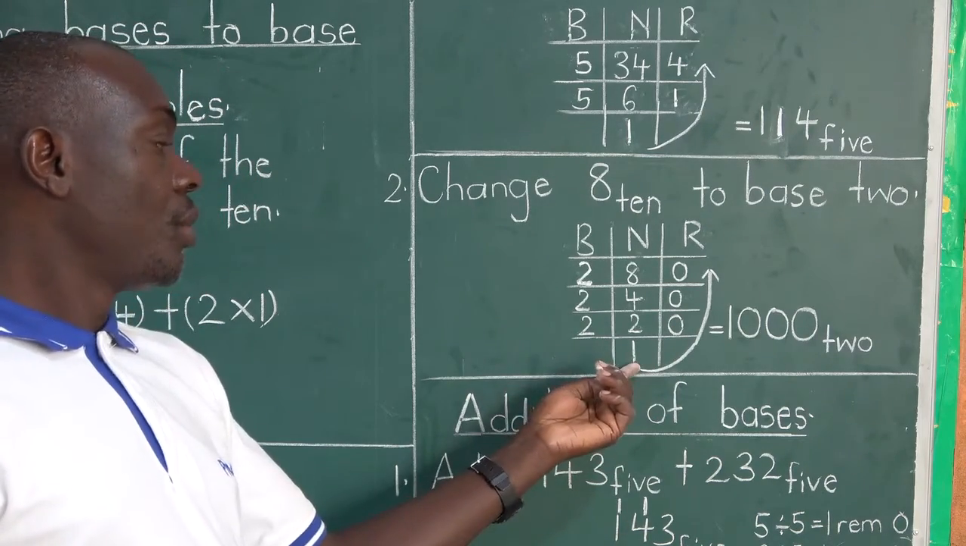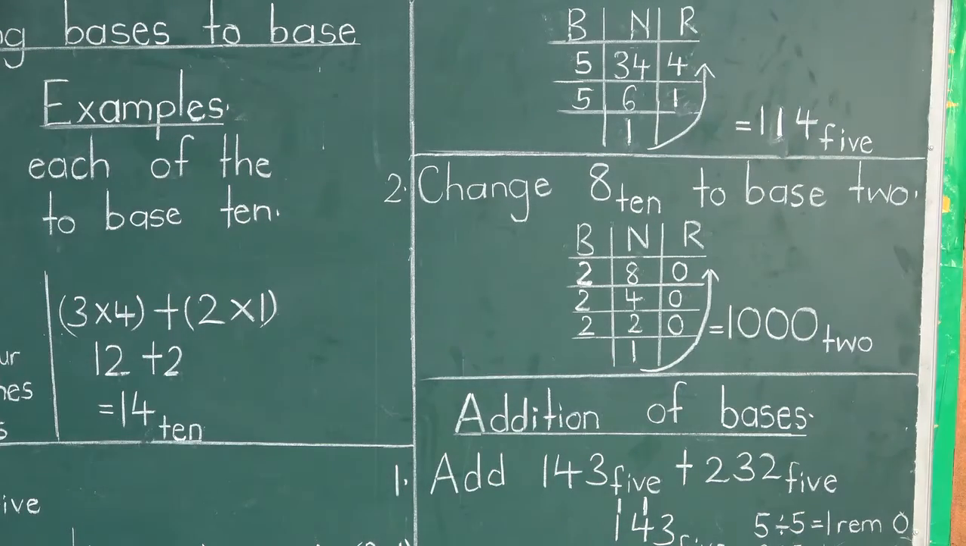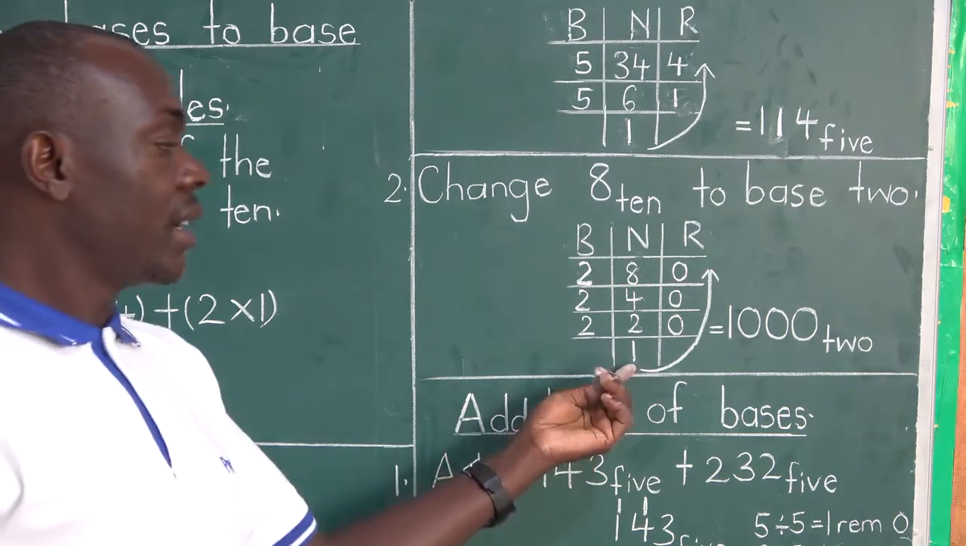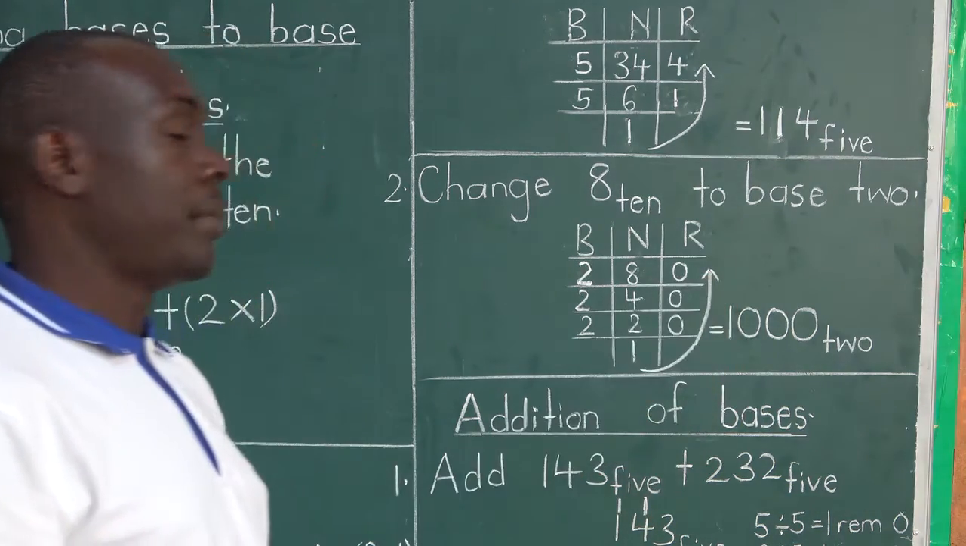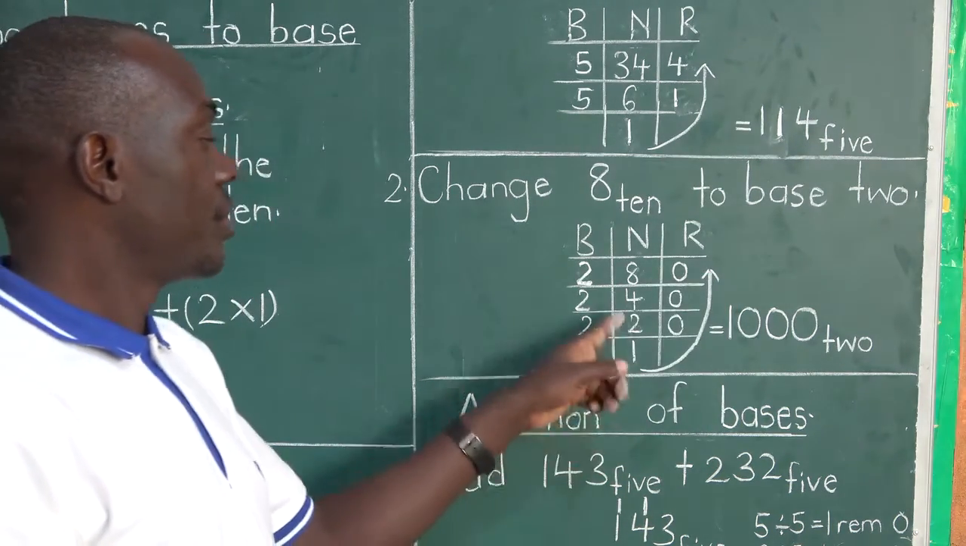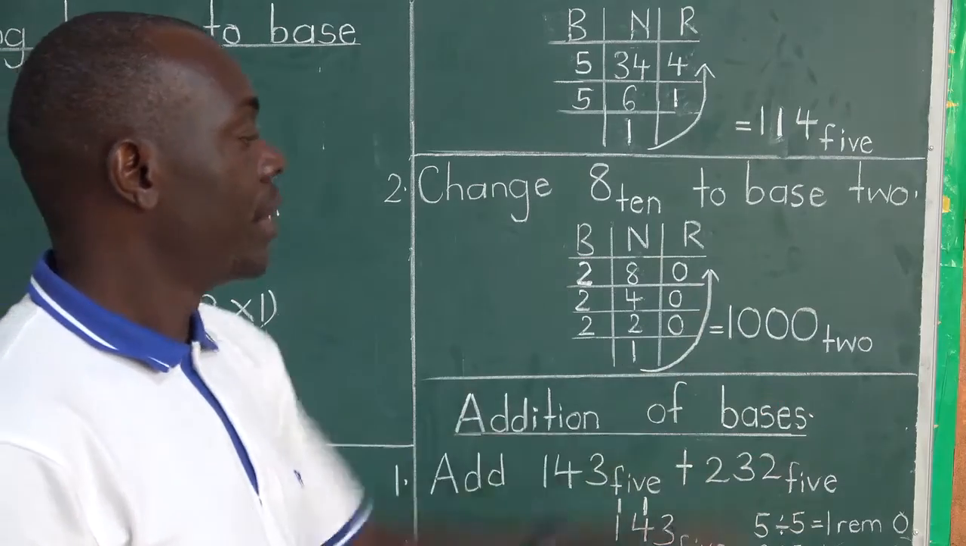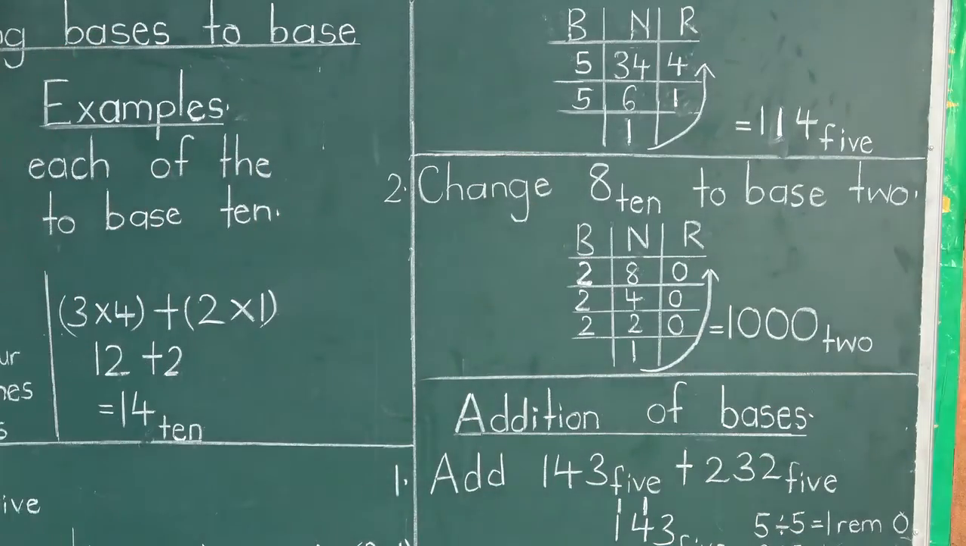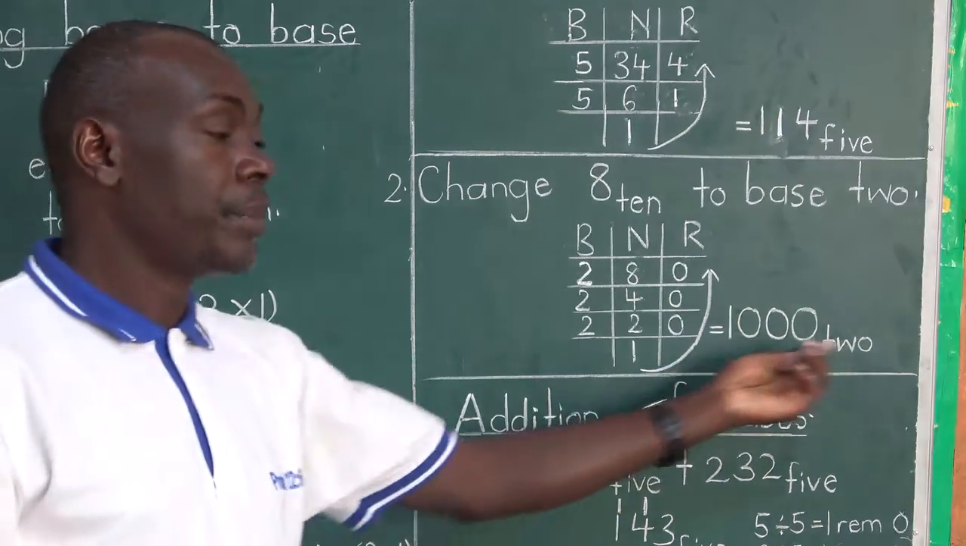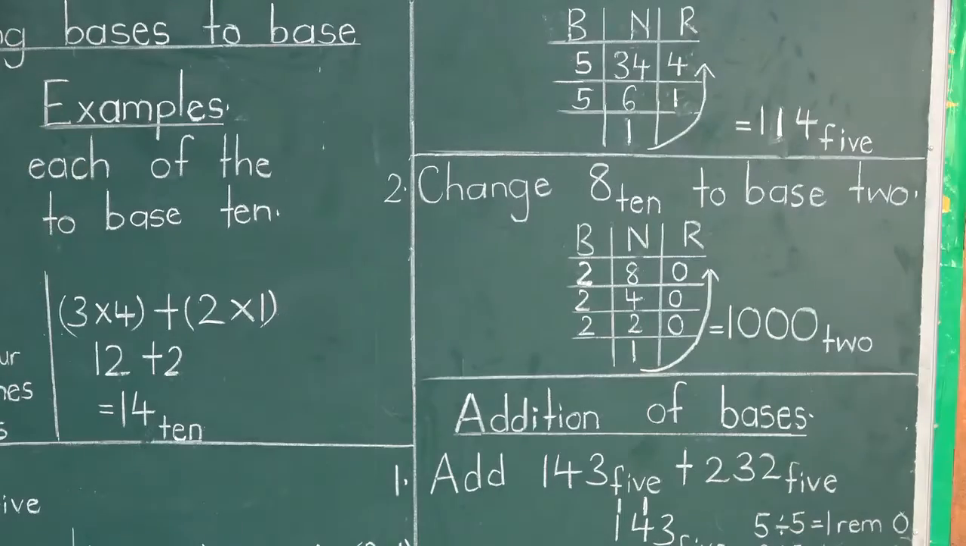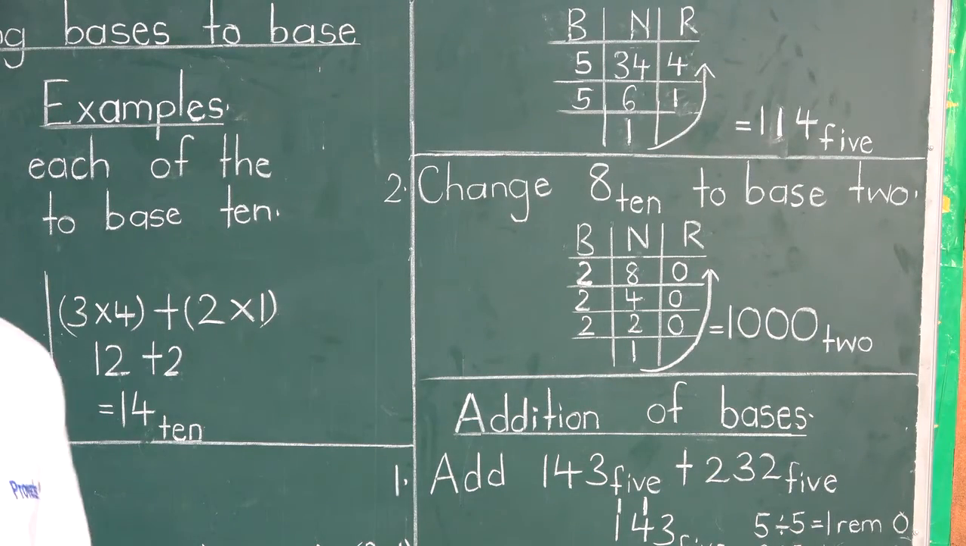And now having reached 1, which can no longer be divided by 2, it's the last remainder, then write the answer going up, that is upward way. That is 1, 0, 0, 0 base 2. So 8 base 10 is equivalent to 1 triple 0 base 2. And that's all.